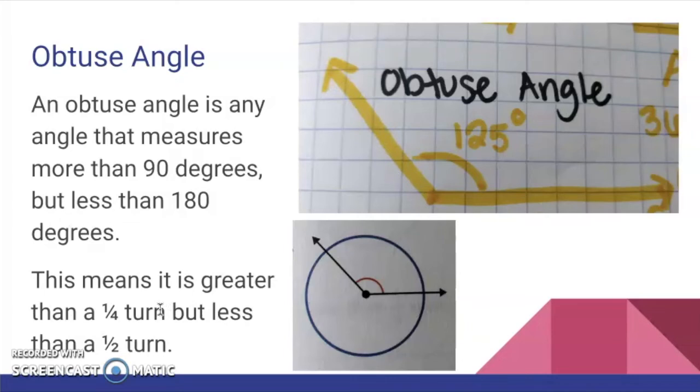Also, in turns, this means it is greater than a quarter turn, but less than a half turn. So if I was actually going to show you on the circle, a quarter turn would be about this much, and a half turn would be about this much of the circle. So you can see it's right in the middle of those two. That means it's greater than a quarter turn, but less than a half turn.